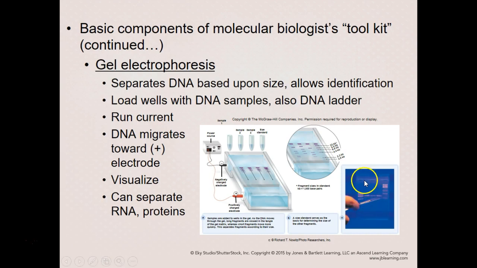So the DNA runs from these tiny wells, which are at the top, down, and the smaller segments move faster. And then where we have a large amount of DNA that settles out, that's going to give us some information about that DNA, like the size of the gene that's there.